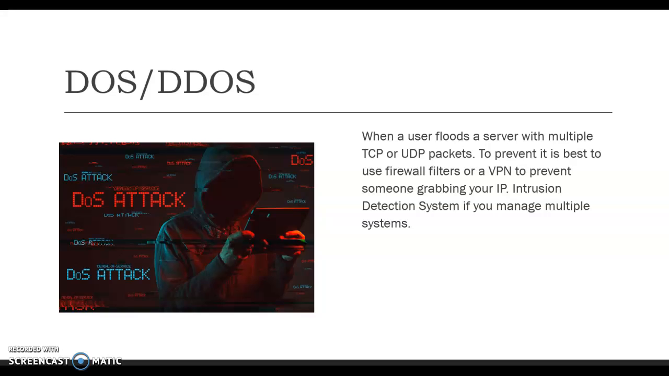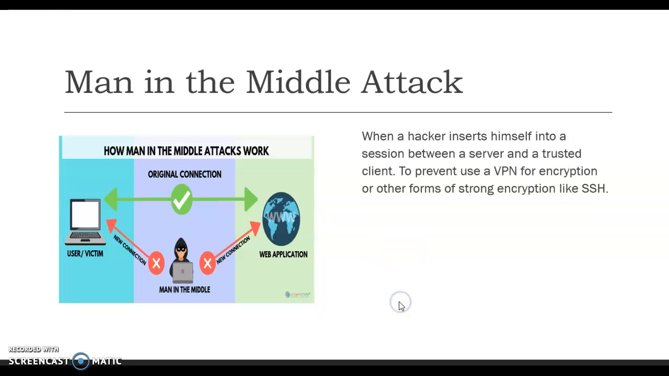You could also use strong firewall filters in order to set what type of network traffic is allowed and what network traffic isn't. If you manage multiple systems, you can use an IDS or intrusion detection system to monitor network traffic and see if anything's going wrong.